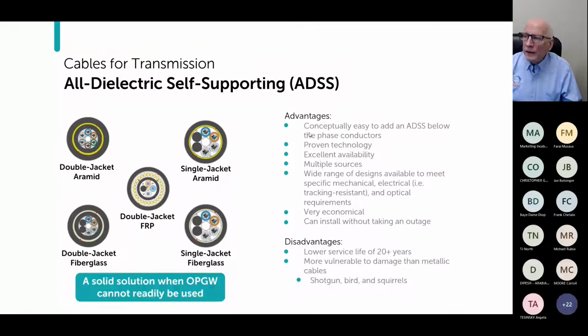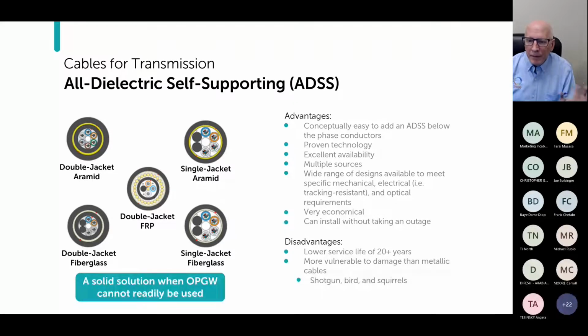Here too, conceptually easy to add an ADSS below the phase conductors on a transmission line. This too is a proven technology with excellent availability and multiple sources. And this too has a wide range of designs available. As you see in the little illustration here, you've got double jacket designs with aramid for strength or single jacket designs. You've got double and single jacket designs where instead of using aramid, you use fiberglass for strength, and you can even use FRP for strength if you have a problem with rodents and squirrels.